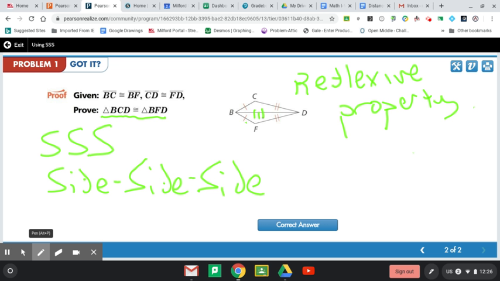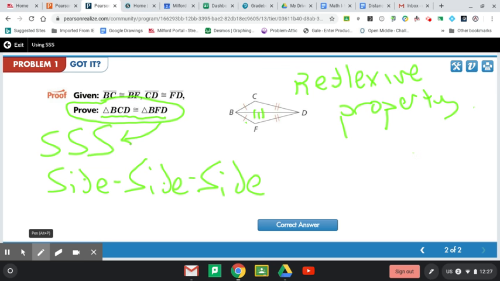So the side, side, side theorem basically says if the three corresponding sides are congruent, then that is proof that the two triangles are congruent, and that is our justification, side, side, side. We can see side BF corresponds to BC, they're congruent. CD corresponds to FD, they're congruent, and BD is congruent because of the reflexive property. That's enough information to say these two triangles are congruent because of the side, side, side theorem.